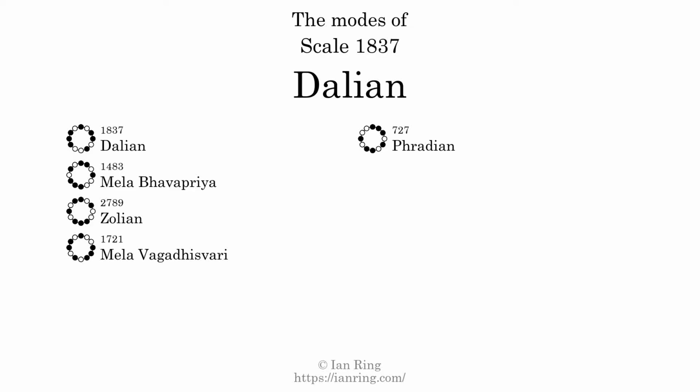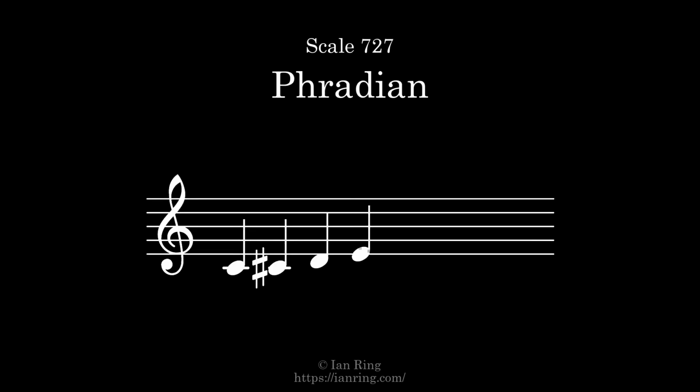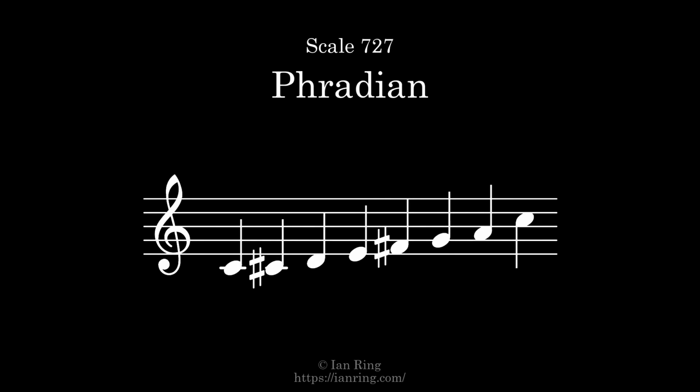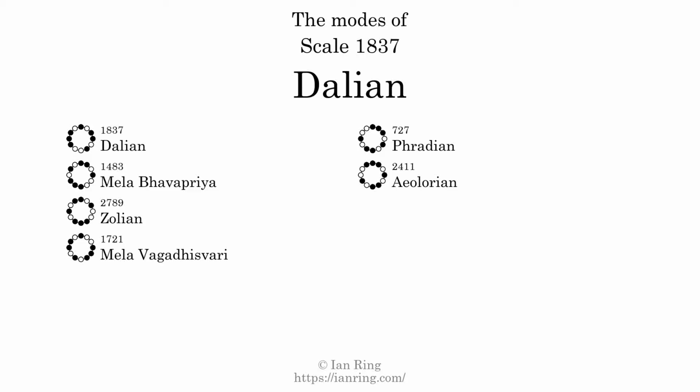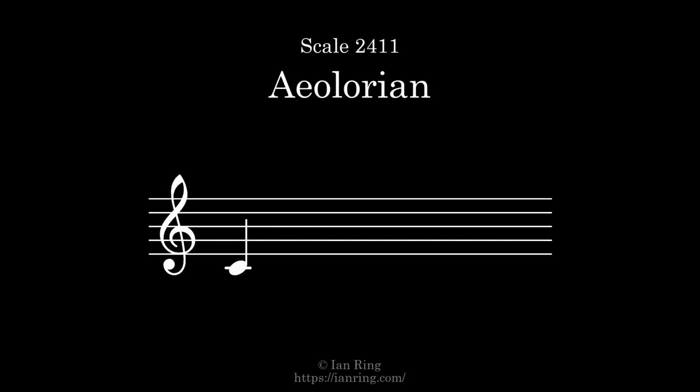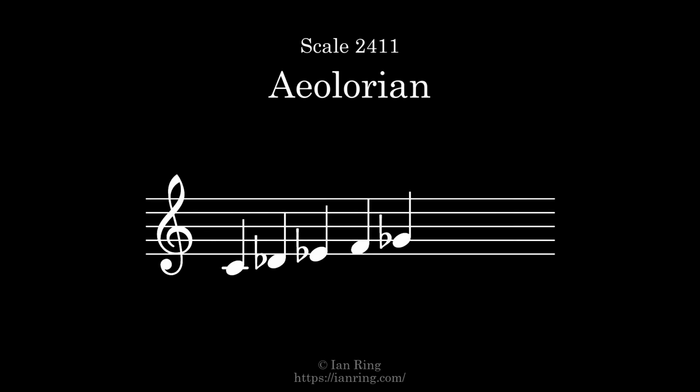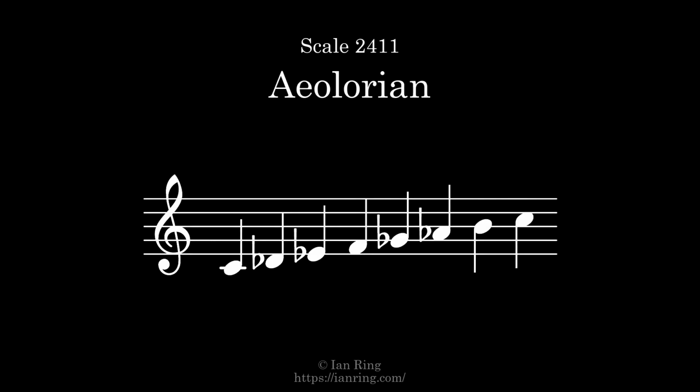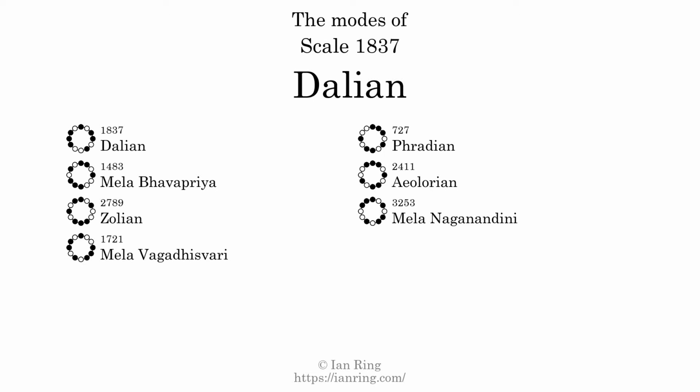The fifth mode is scale 727, also known as Freudian. It sounds like this. The sixth mode is scale 2411, also known as Eolorian. It sounds like this. The seventh and last mode is scale 3253, also known as Milanagandini. It sounds like this.